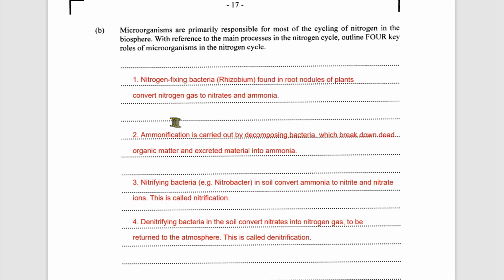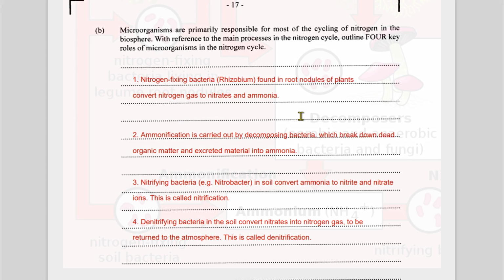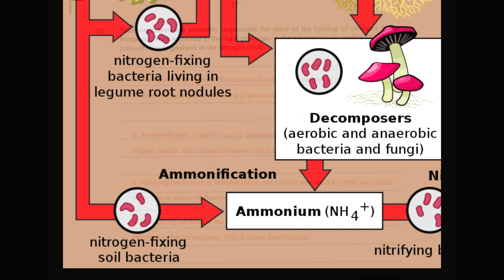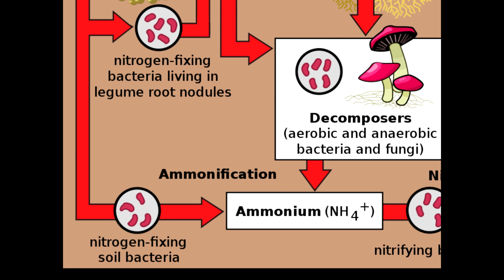Ammonification basically occurs when dead organic material is decomposed by bacteria or fungi, and then converted into ammonia as a result. That dead organic matter is turned into ammonia.